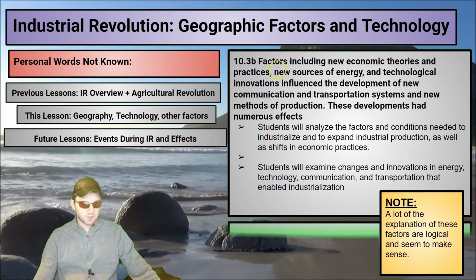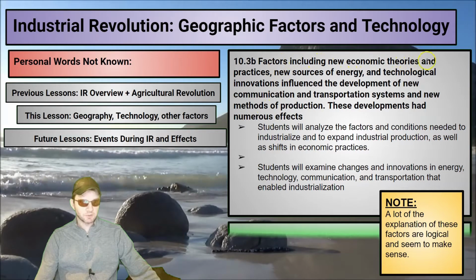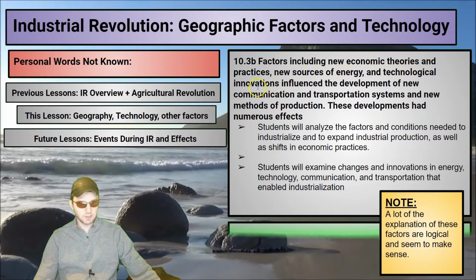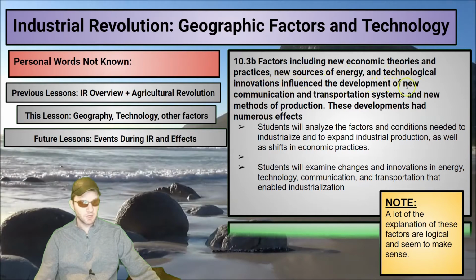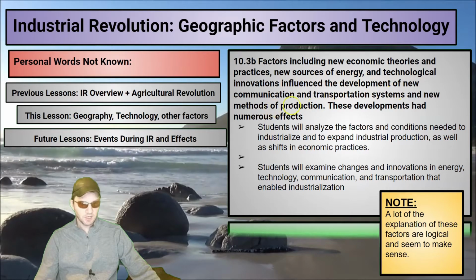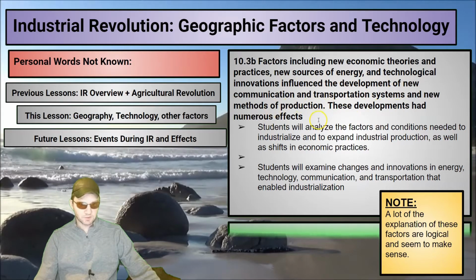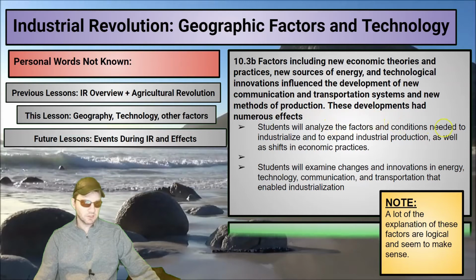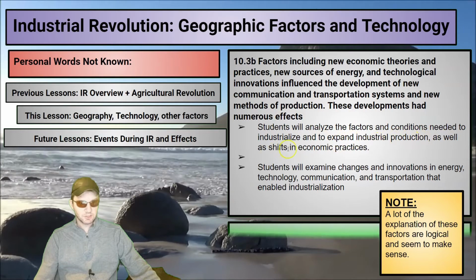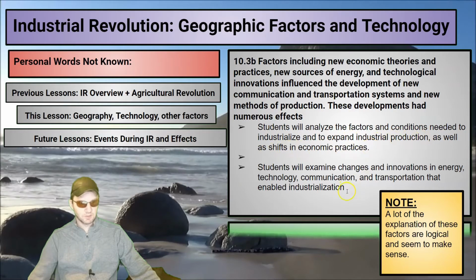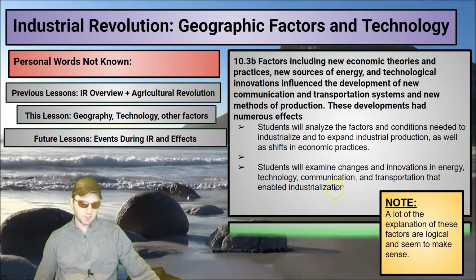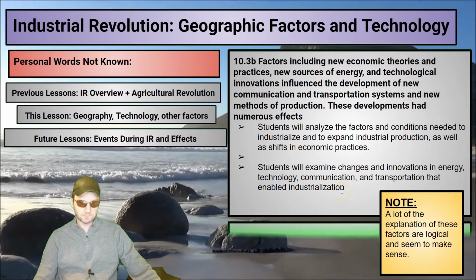The curriculum states factors including new economic theories, we won't talk about that today, and practices, new sources of energy, yes, technological innovations, yes, influenced the development of new communications, yes, and transportation systems, yes, and new methods of production, yes. These developments had numerous effects. Students will analyze the factors and conditions needed to industrialize and to expand industrial production, as well as shifts in economic practices. Students will examine changes and innovations in energy, technology, communication, and transportation that enabled industrialization.